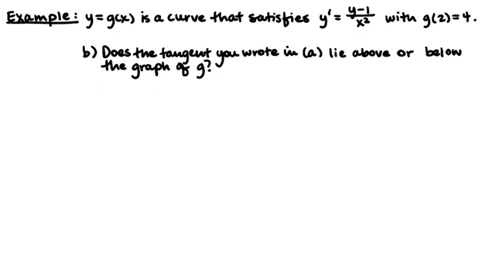All right. Now, they ask, does the tangent line you wrote in part A lie above or below the graph of g? Now, this is something we haven't talked about yet. Tangent is above the curve or tangent is below the curve. But what I will tell you is that some people take whether the tangent lies above or below the curve as the definition of concavity. So what we need to do is consider the sign of the second derivative, and then we'll look at the tangent line and see if it's above or below.